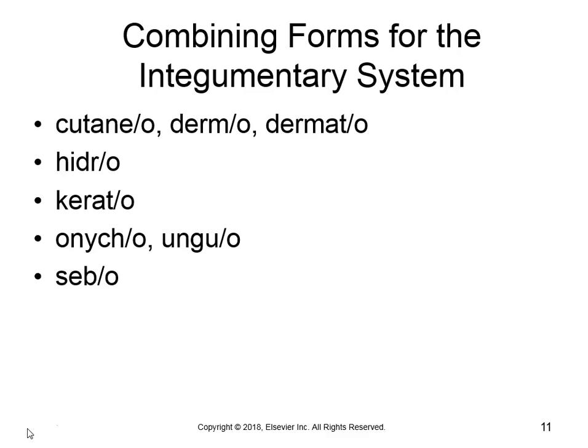Two super hard combining forms to pronounce, both mean nail. We have onycho and ungua. Nine out of 10 times you're going to use the first one, onycho. Ungua is going to pop out once or twice as we talk about words. Sebo, if you think about sebum and the sebaceous glands, that's where this comes from. Sebo means oil.